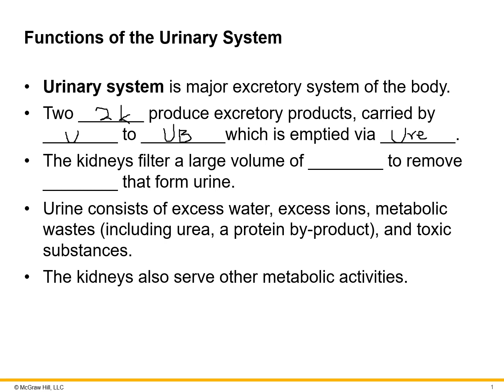So essentially, urine is excess water, excess ions, and metabolic wastes, which are produced by breakdown of food and medications and just normal physiology as well.